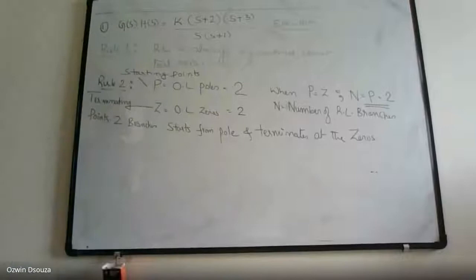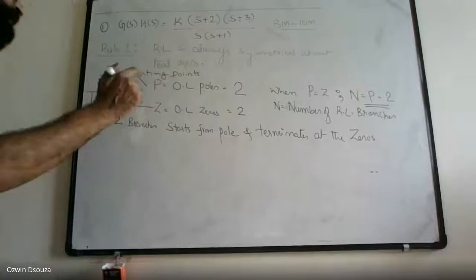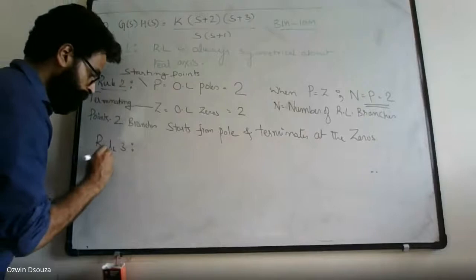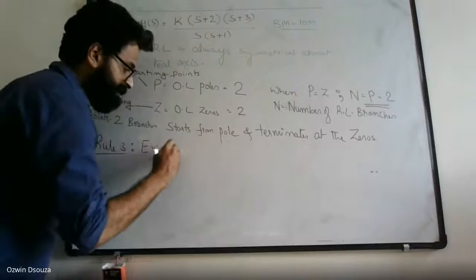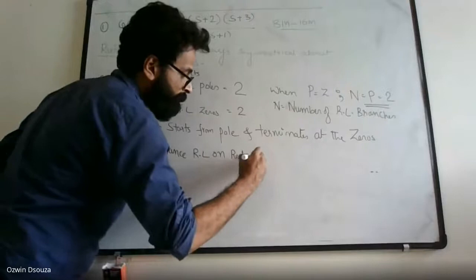You will understand when we construct the root locus. All right. Next, you have rule three. So rule three is about existence of root locus on real axis. So the heading is existence of root locus on real axis.